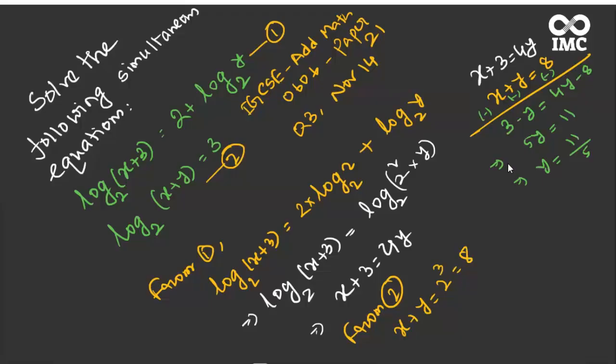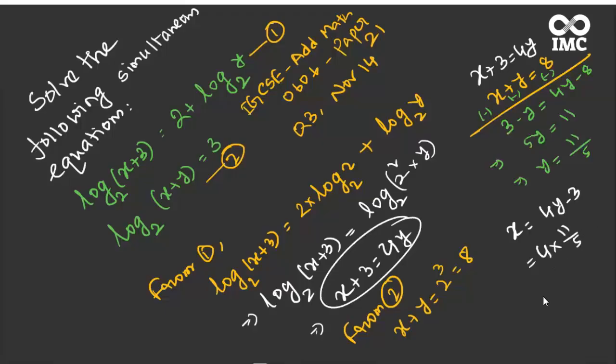Now we need to find out the value of x. So how can you find out the value of x? Simple. From this equation or this equation, any equation you can easily solve. So x equal to 4y minus 3, so 4 multiplied by 11 by 5 minus 3. Now calculate: 4 times 11 is 44, minus 5 times 3 is 15. 44 minus 15 will be 29. So 29 by 5 will be the solution of x.